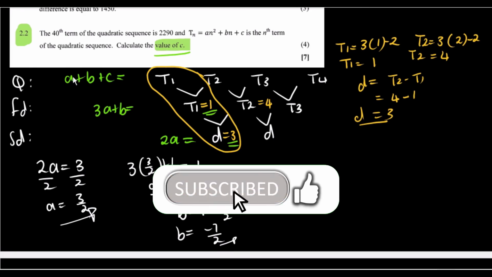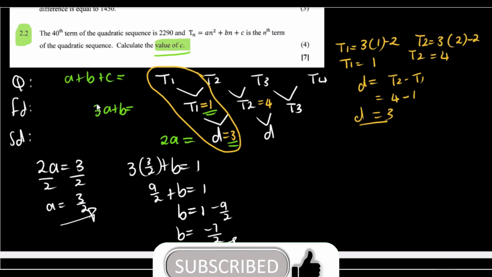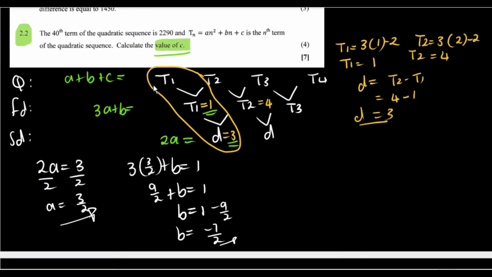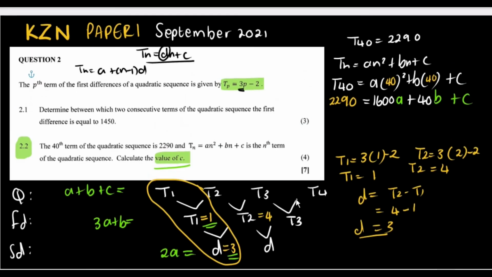Unfortunately, we can't find c by just substituting into here, because yes, we have a, we have b, but we don't know what this term is. So that will not help us. What is probably going to help us is what they gave us at the beginning when they told us that T40 was equal to 2,290, and we substituted this into our quadratic equation. As you can see in this quadratic equation, only a and b are missing. So if we substitute those, we can find c. So let's go ahead and do that.